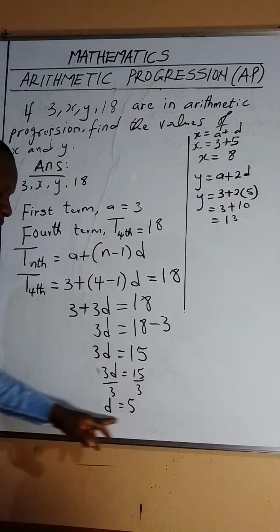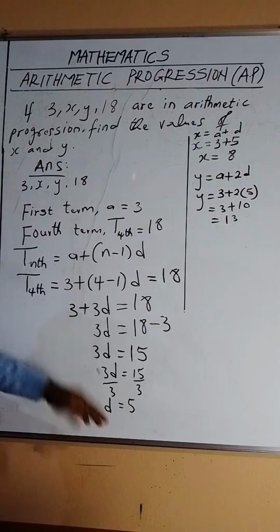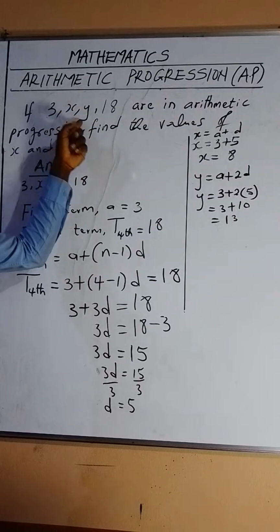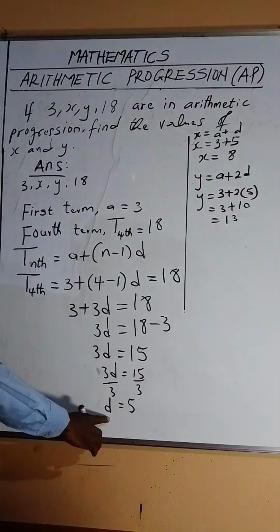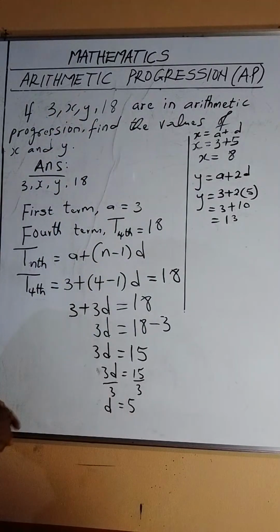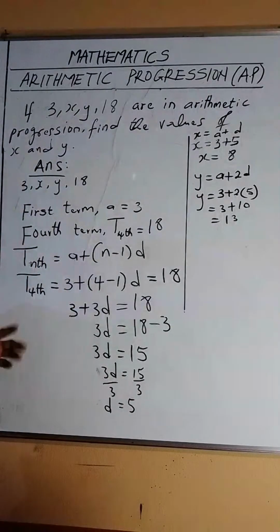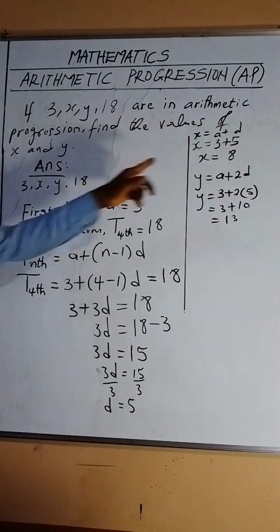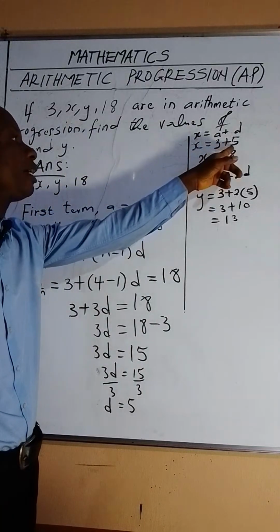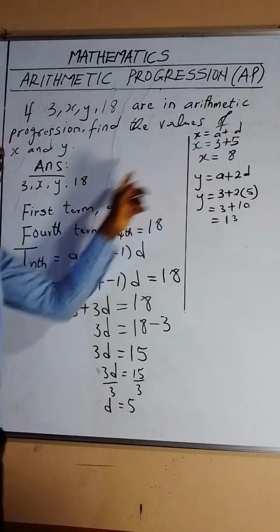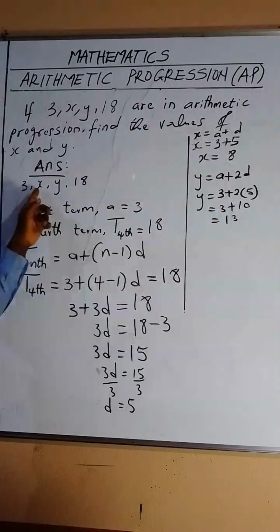All right, so d is not the final answer here, but the question states that we should find x and y. Now that we know d is 5, we have almost gotten the answer. Just add 5 to 3 to get x. X is 3 plus 5, that's a plus d, which will give us 8. So x is 8.